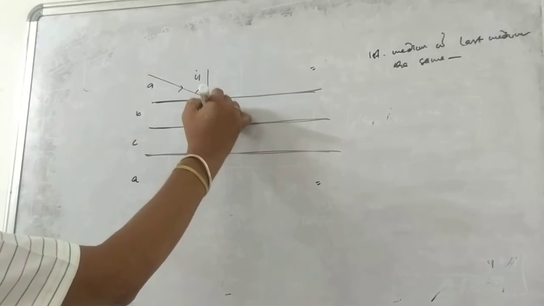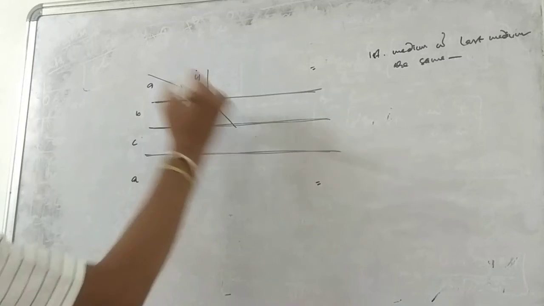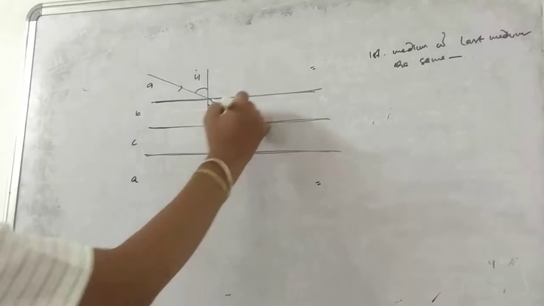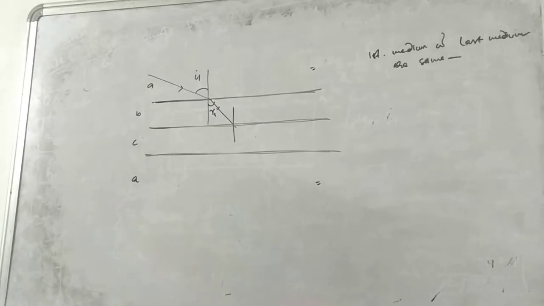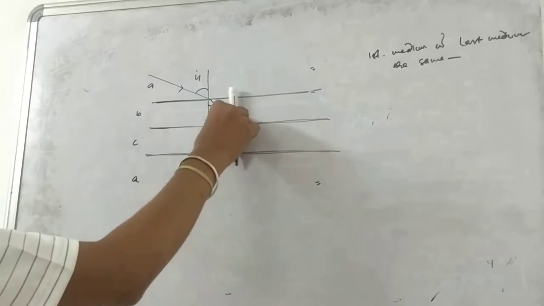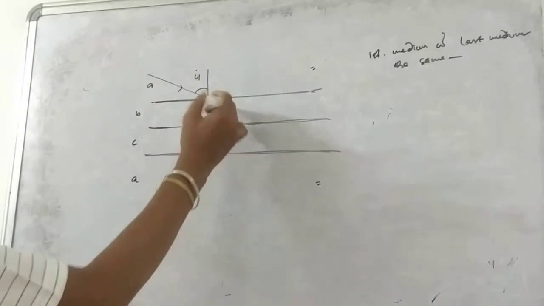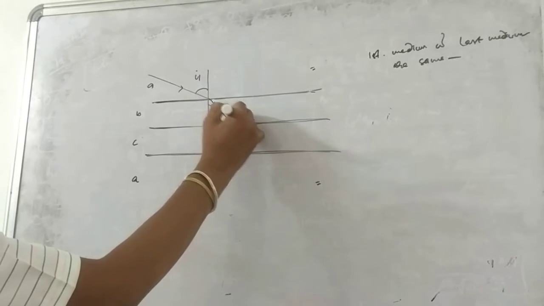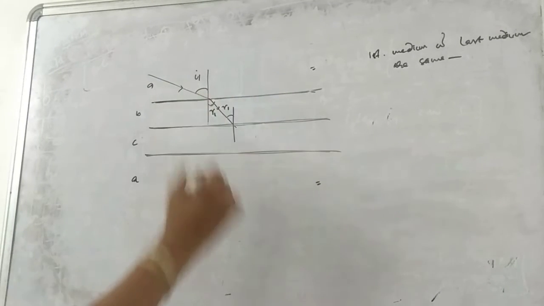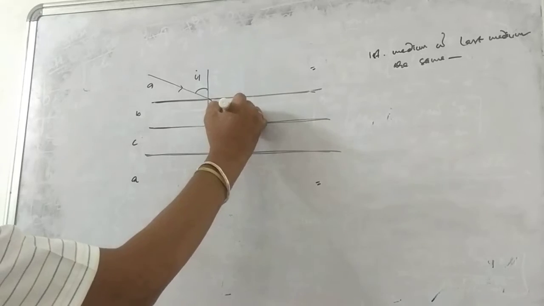So this is R1. Again you draw a normal over here. Since these two are parallel, these normals are also parallel. Since the normals are parallel, this can be R1, and this is also R1.